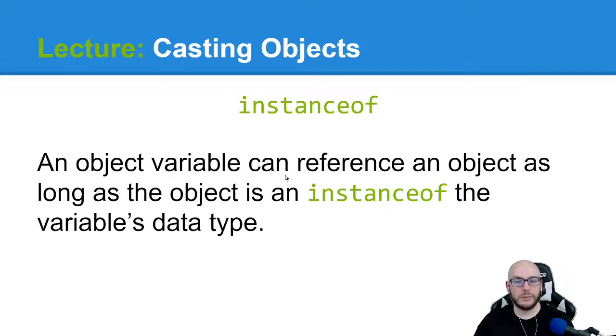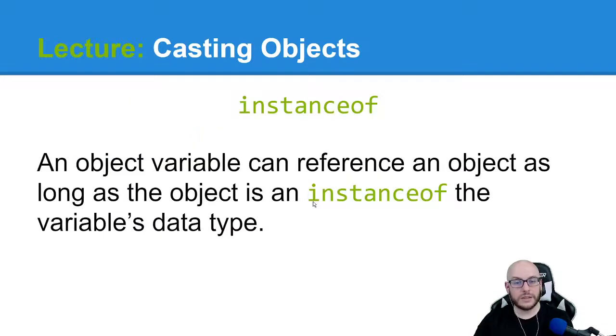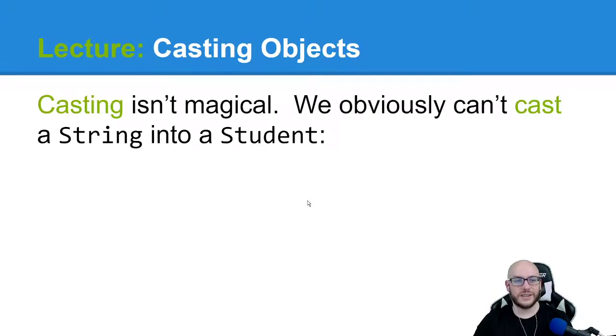An object variable can reference an object as long as the object is an instance of the variable's data type. That's kind of what I was just hinting at. This works because student is an instance of object. This works because student is an instance of person. Student is equal to or beneath person in the class hierarchy. That's what allows me to do this. So that is effectively what instanceof is asking: is the thing equal to or beneath the other thing in your class hierarchy?